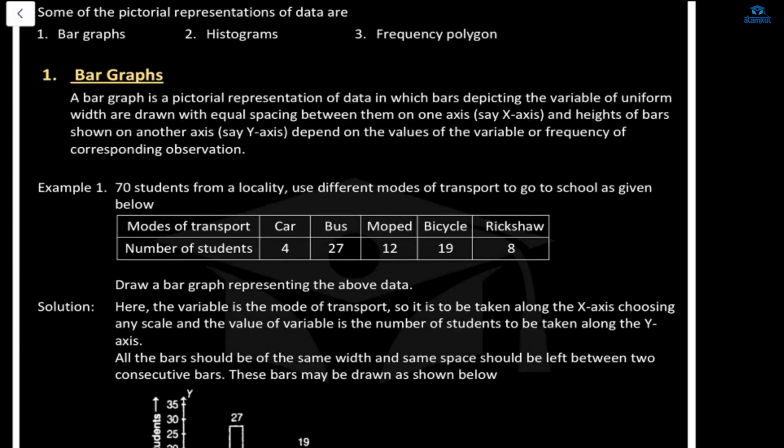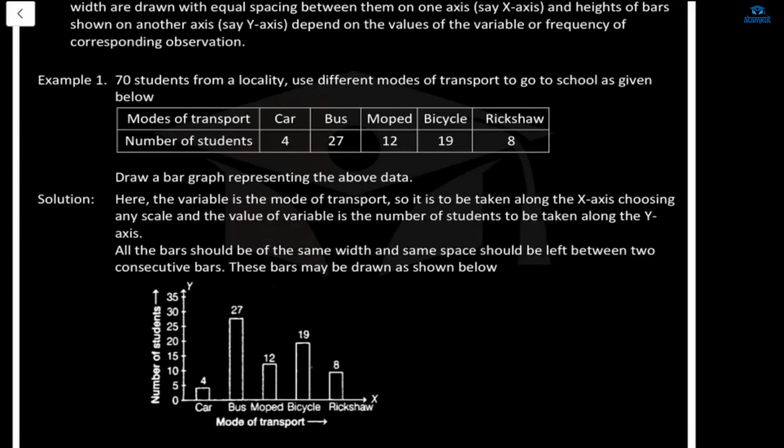Let's see with the graphical. Now here 70 students from a locality use different modes of transport to go to school. We have collected the data: modes of transport and the number of students. What are the various modes of transport that the students are using to reach from their home to school? There are more modes of transport, but these are the list that the students are generally using. Whatever the survey is done, from there we have collected the data that these are the modes of transport that the students are using.